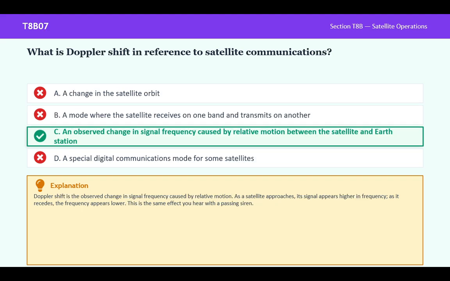What is a Doppler shift in reference to satellite communications? C. An observed change in signal frequency caused by relative motion between the satellite and Earth station. Doppler shift is an observed change in signal frequency caused by relative motion. As a satellite approaches, its signal appears higher in frequency. As it recedes, the frequency appears lower. This is the same effect you hear with a passing siren.